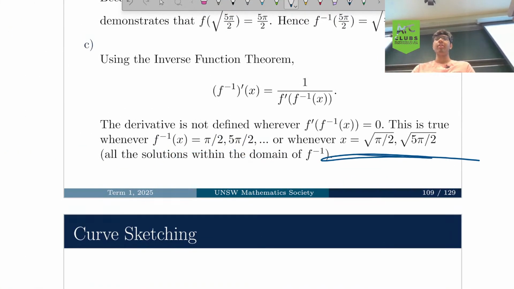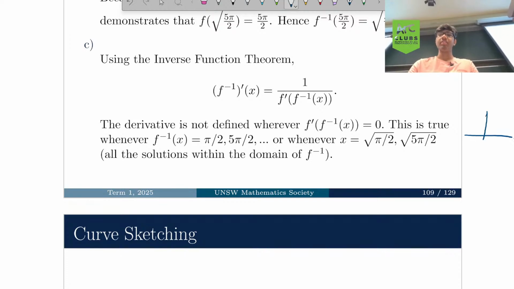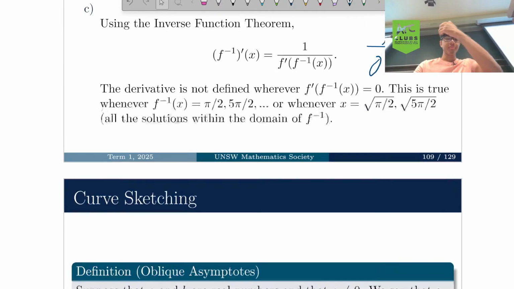And so we know our x values from that very first part. I don't have to repeat it. We have root pi on 2 and root 5 pi on 2. These are the values where this fraction is 1 on 0. And so for anything that isn't this, we know it is defined. Does that make sense? Cool.